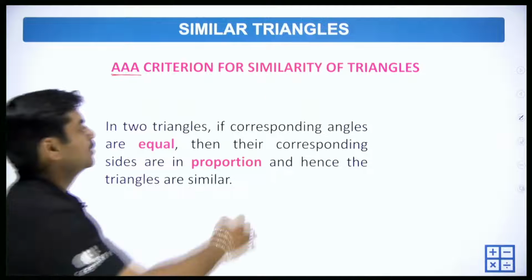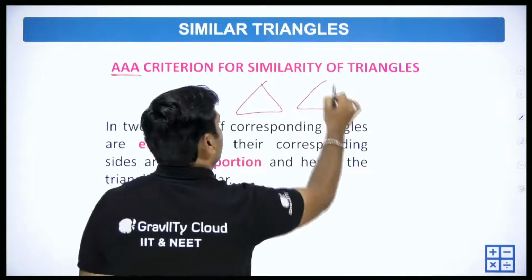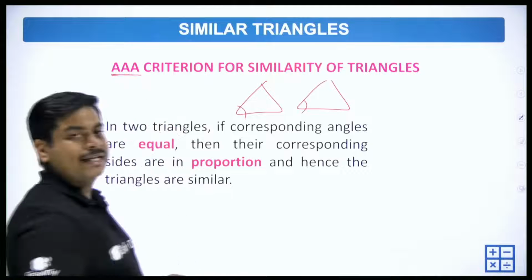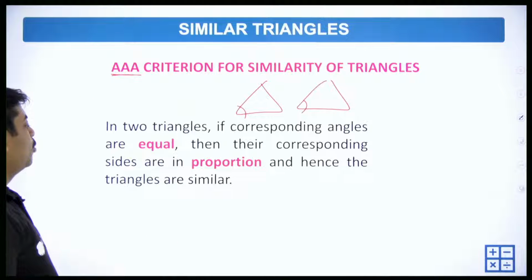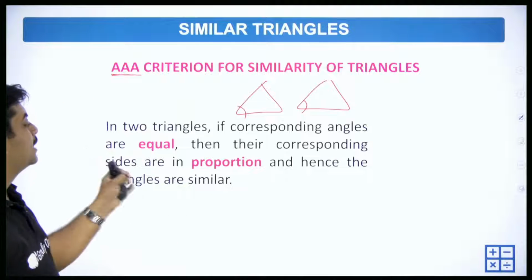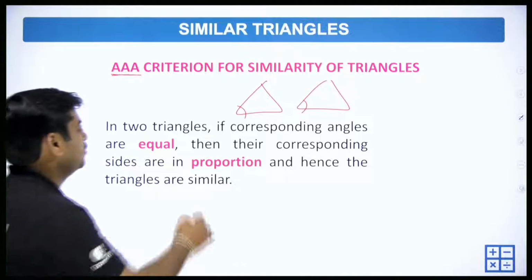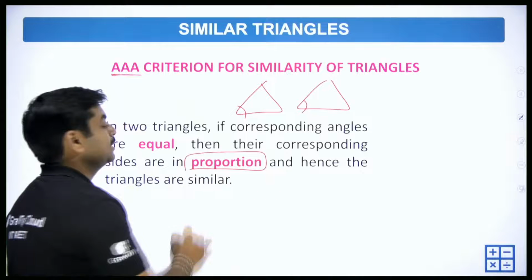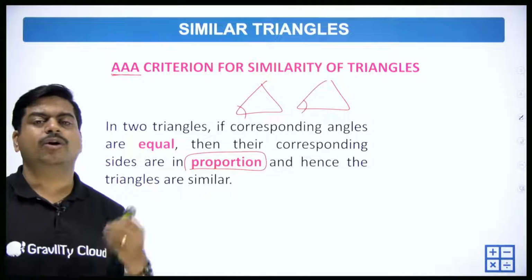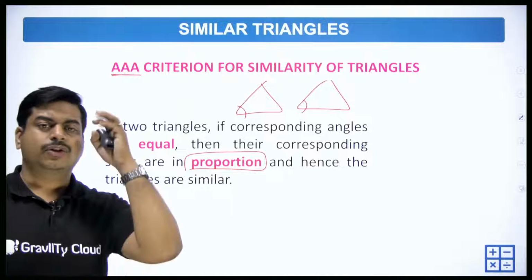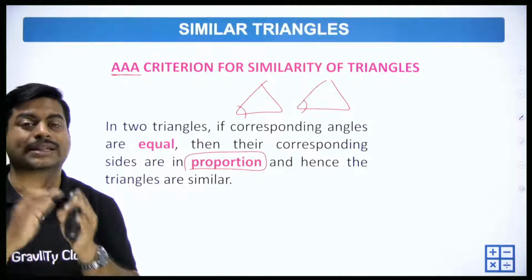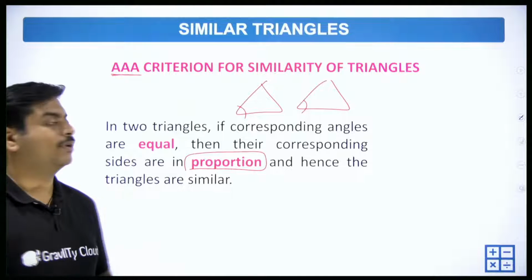Corresponding means if this is one triangle and this is another triangle, if this angle and this angle, those are corresponding angles. Okay. Corresponding sides, then the corresponding sides are in proportion and hence the triangles are similar. And the corresponding sides, we're not saying equal, because we cannot say equal. That comes with congruency. We're not talking about congruency, we're talking about similarity. Similarity of the triangles, okay?